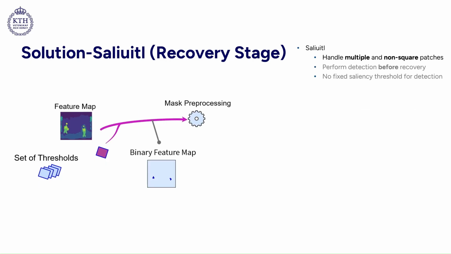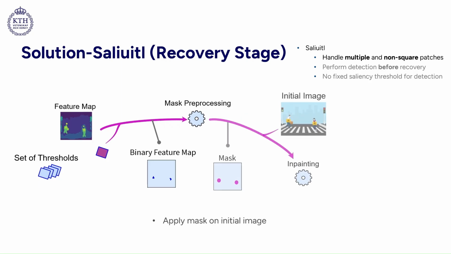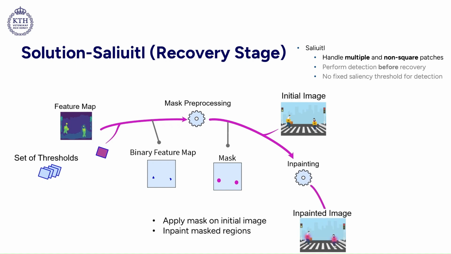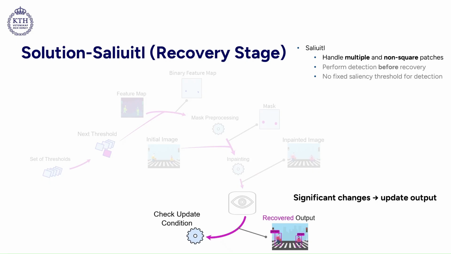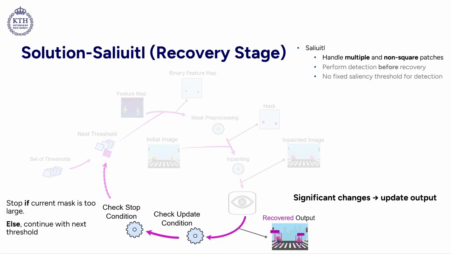Next, we preprocess this binary feature map by removing outliers from it and mapping it back to pixel space in order to obtain a mask that we could directly apply to an image. Then we apply this mask on the initial image where we have detected adversarial patches and we do inpainting of the masked regions. We feed this inpainted image back into the victim CNN to obtain the recovered output for the current iteration. If we identify significant changes with respect to the previous model output, we will then update that output using the recovered output from this iteration. Also, if the mask that we applied during this iteration is too large, we will stop the recovery process altogether. Otherwise, we will move on to the next threshold in the set and start the next recovery iteration.